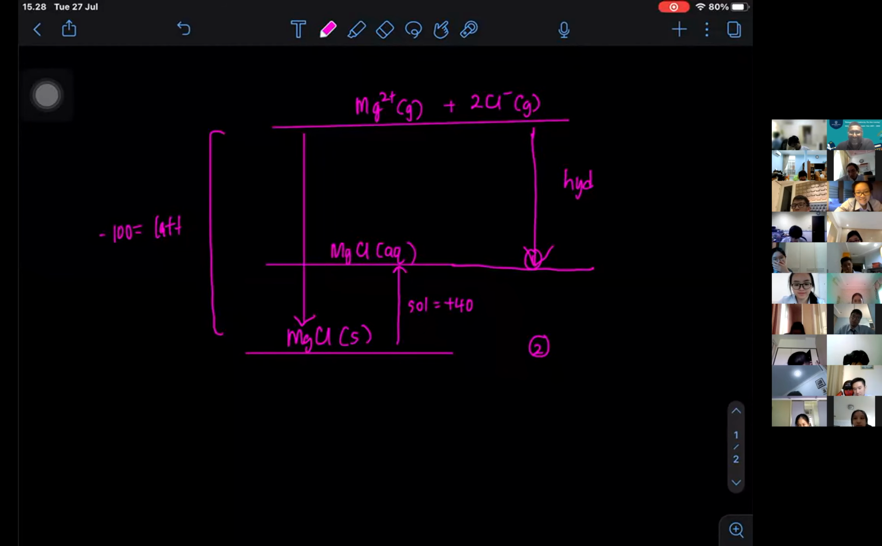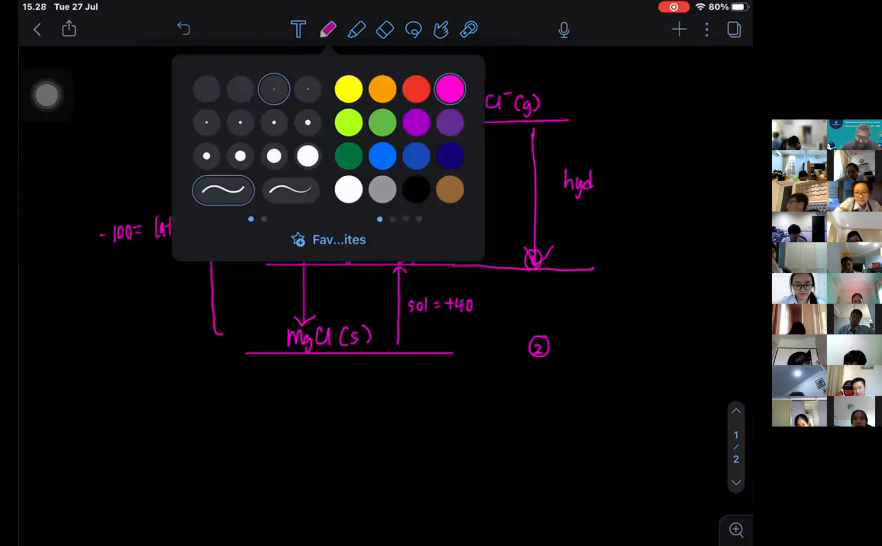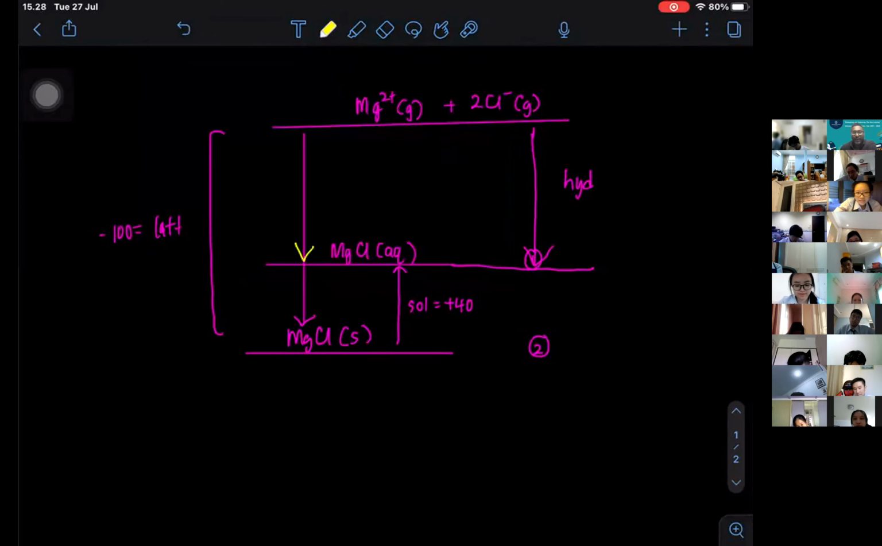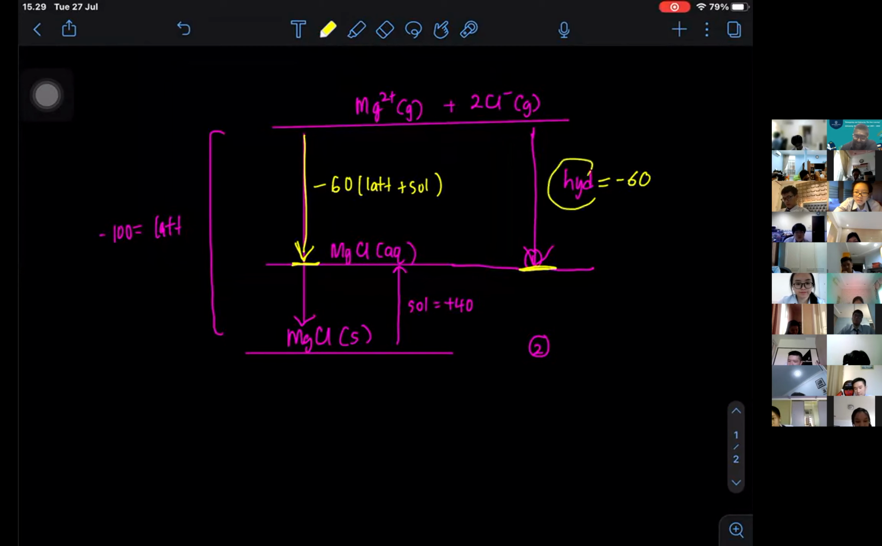Negative 60. So I hope you agree with me that from here to here is negative 60. So this negative 60, we get it from where? Lattice energy plus your solution, which is negative 100 plus 40, which is negative 60. Now, this value stops over here, negative 60, and this is also negative 60. So what does it mean? Your hydration is lattice energy plus solution. This is very, very important.